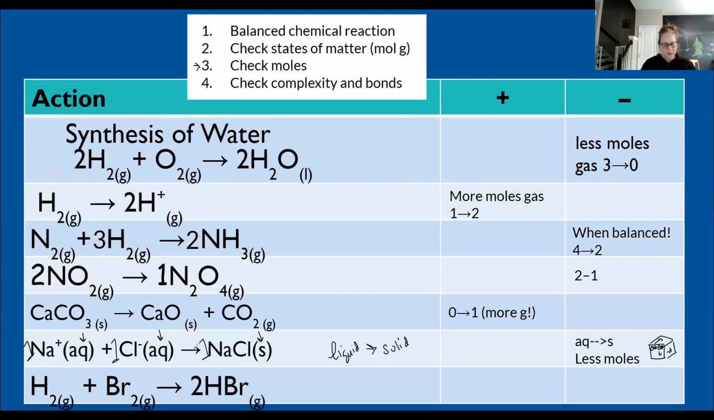Hydrogen gas and bromine gas yield hydrogen monobromide. So they're all gases. Oh, I got 2 moles of gas on the left to 2 moles on the right. I have a balanced chemical reaction. Yep, so I check that. I check the states of matter, we're all gas.